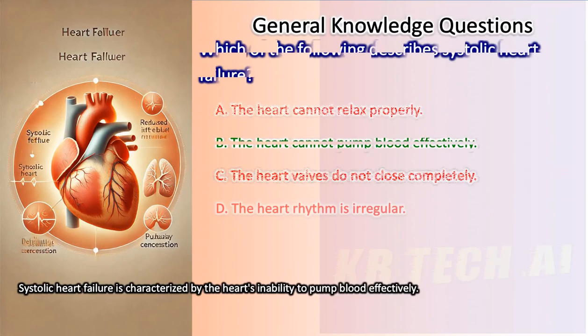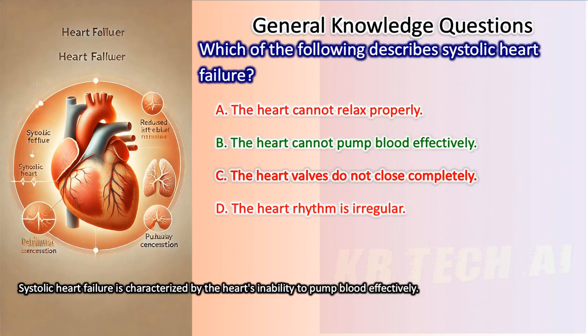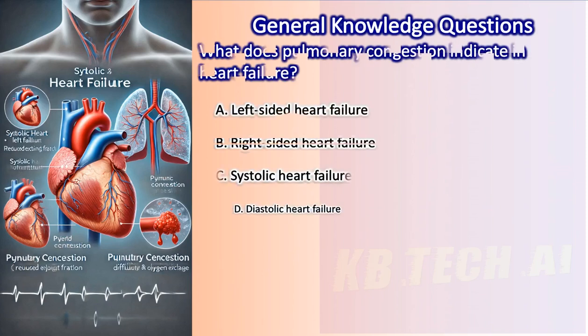The answer is option 2. The heart cannot pump blood effectively. What does pulmonary congestion indicate in heart failure? Option 1. Left-sided heart failure. Option 2. Right-sided heart failure. Option 3. Systolic heart failure. Option 4. Diastolic heart failure.